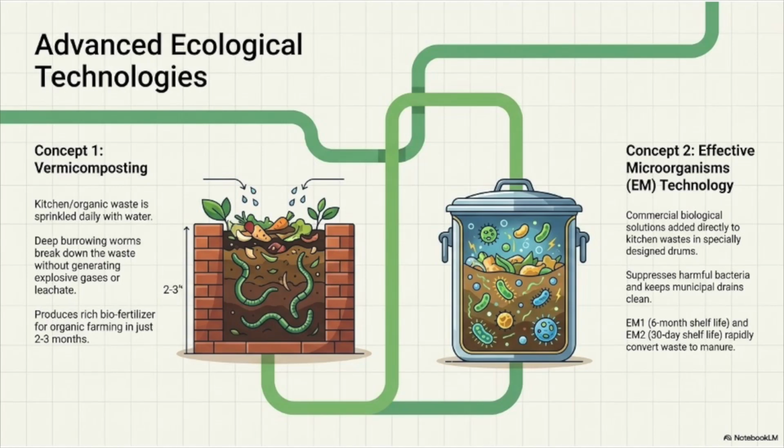The first is vermicomposting, where kitchen or organic waste is sprinkled daily with water and deep burrowing worms break down the waste without generating explosive gases or leachate, producing rich biofertilizer for organic farming in just 2 to 3 months. The second is effective microorganism technology, which uses commercial biological solutions added directly to kitchen wastes in specially designed drums. This suppresses harmful bacteria and keeps municipal drains clean. There are two variants, EM1 with a 6-month shelf life and EM2 with a 30-day shelf life, both of which rapidly convert waste into manure.